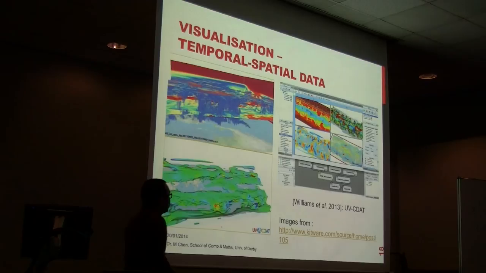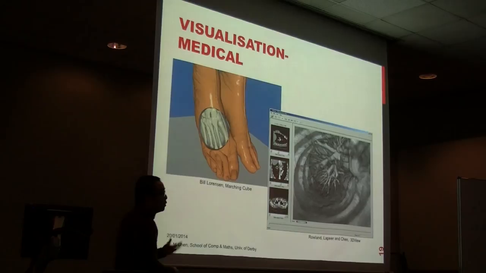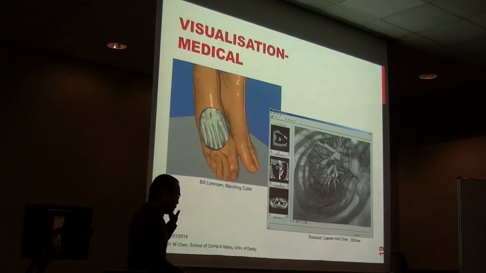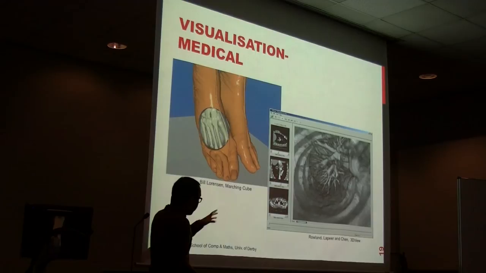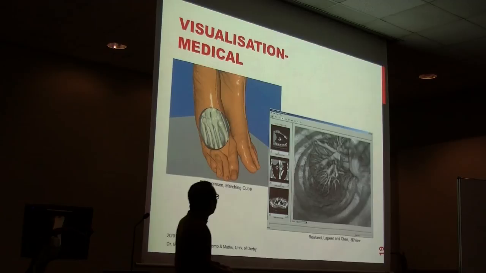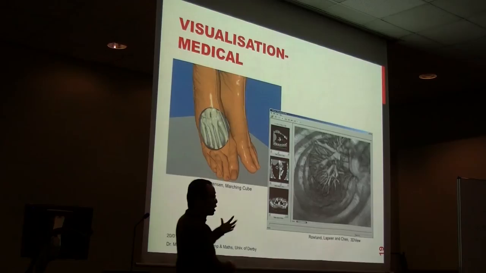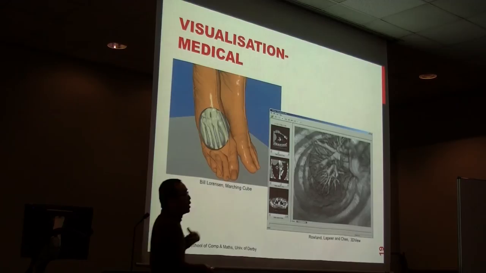Another one I did some work in is medical visualization. In the very early stage, this guy called Bill Lorensen proposed the Marching Cubes algorithm to actually render scans from CT data. If you're fortunate enough to have a full body scan in the hospital, whether it's MRI or CT, you can actually visualize it. This is a virtual bronchoscope, where you fly through a scan of a patient's lung area virtually to try to perform diagnostics.